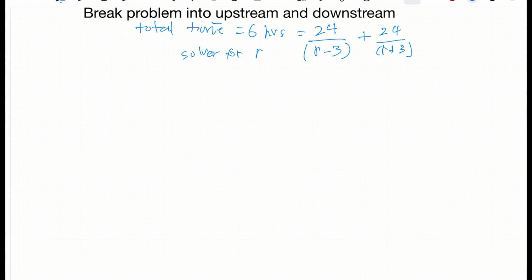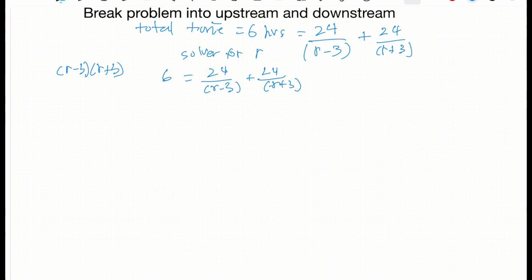Now our physics problem is becoming a math problem, and so that's what we need to work on. So we've got the basic equation, 6 is equal to 24 divided by r minus 3 plus 24 divided by r plus 3. Now to get rid of the fraction, or the expressions in the denominator, we just multiply both sides by r minus 3 times r plus 3.